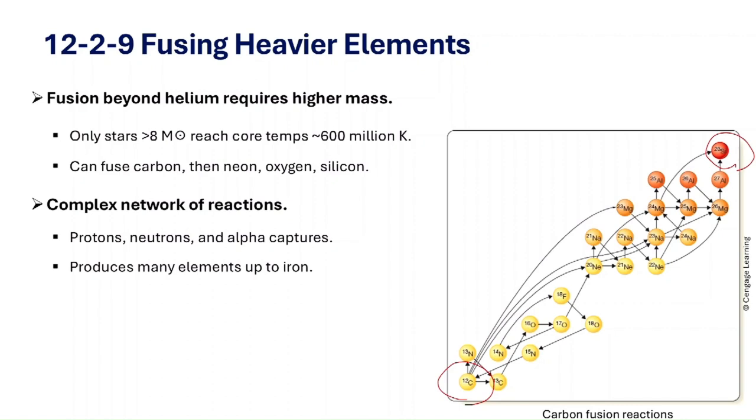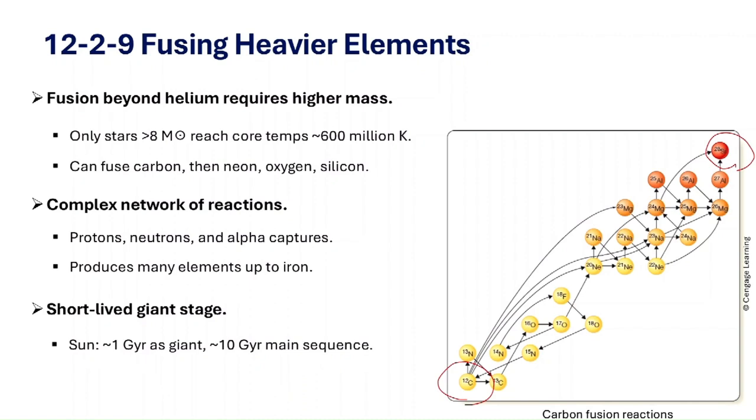And finally, a key point about stellar lifetimes. The giant phase is much shorter than the main sequence. For example, our Sun spends 10 billion years on the main sequence, but only about 1 billion years as a giant. Here Gyr means giga-year. So 1 giga-year equals what? 1 billion years.